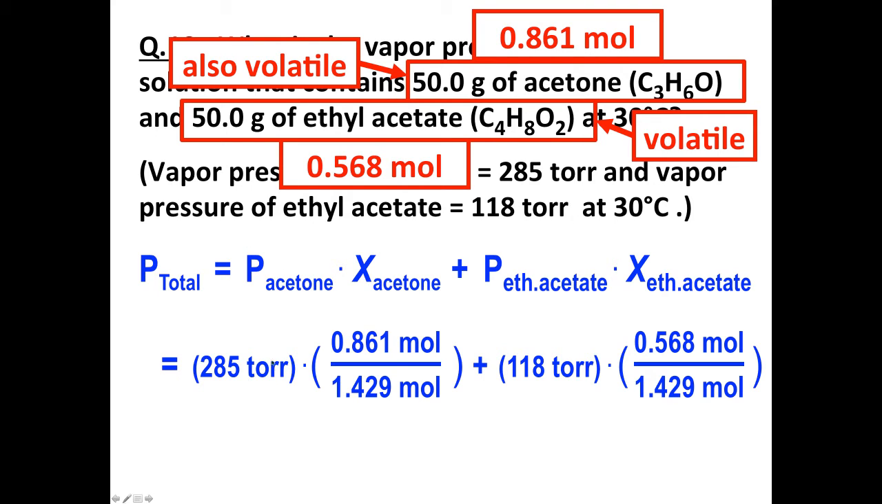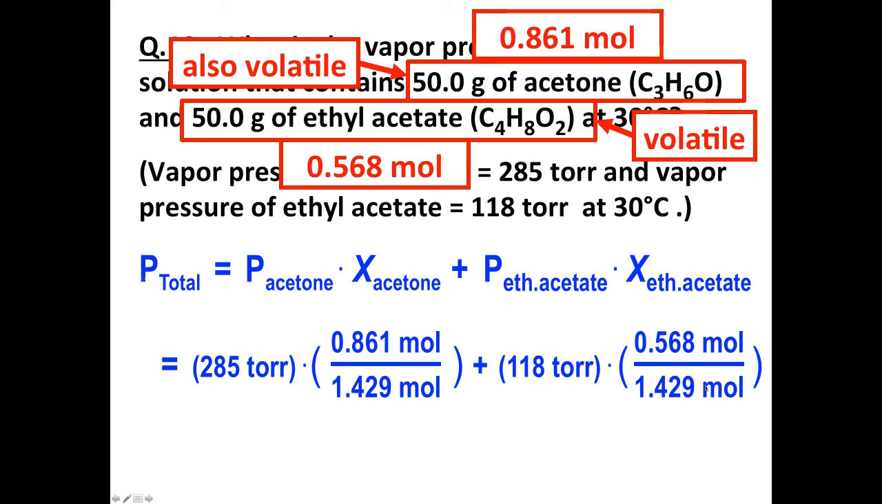Vapor pressure of pure acetone is 285 torr. The mole fraction of acetone is the moles of acetone, which is 0.861, divided by the total moles, which is the moles of acetone, 0.861, plus the moles of ethyl acetate, 0.568. That works out to be 1.429 moles total. And then to that, we're going to add the vapor pressure of ethyl acetate, 118 torr, multiplied by the mole fraction of ethyl acetate, which is moles of ethyl acetate, 0.568, divided by total moles, 1.429.